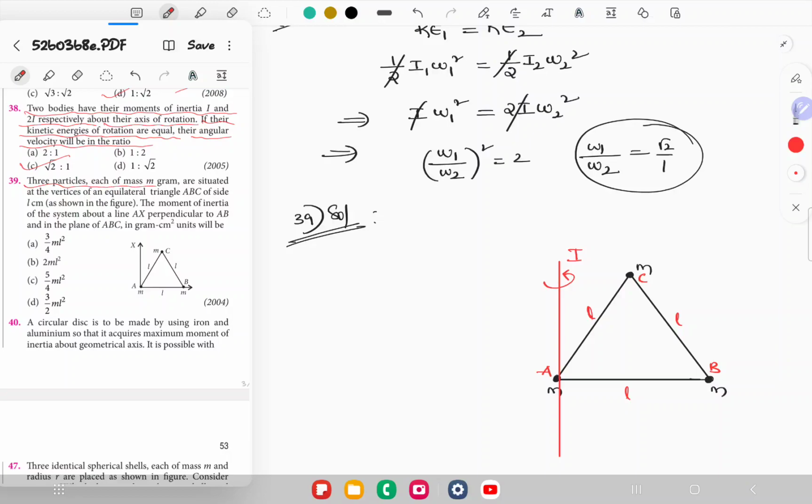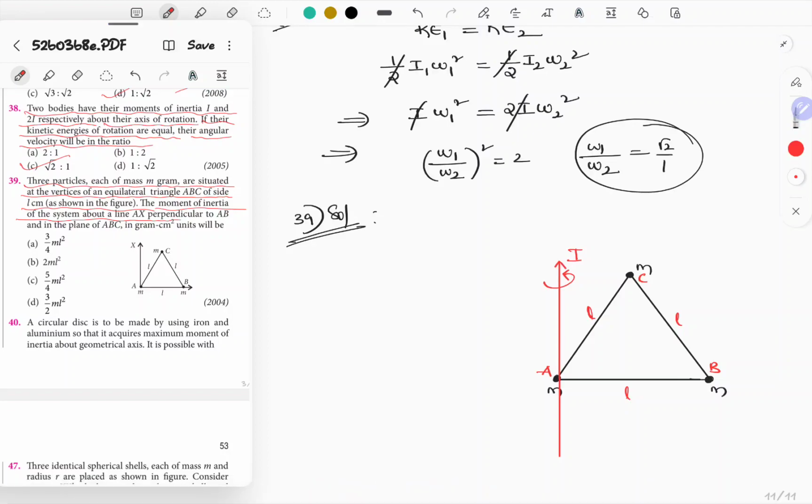Three particles each of mass m gram are situated at the vertices of an equilateral triangle ABC of side L centimeter. This is how the diagram is represented. They're asking for the moment of inertia of the system about a line perpendicular to AB. This line is X, the line through A which is perpendicular to AB and in the plane of ABC. This axis is in the plane of ABC.